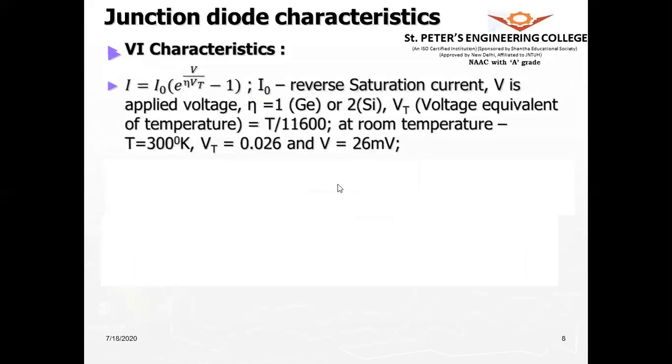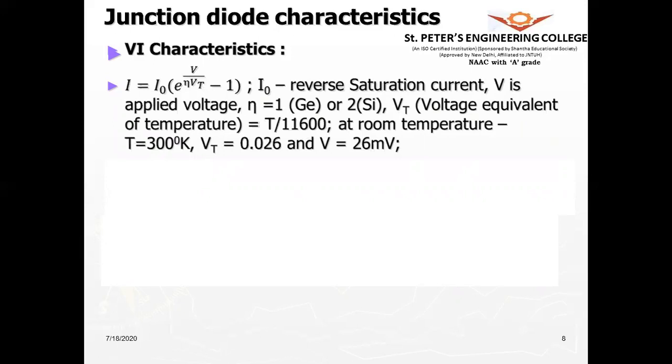The instantaneous current I is given by I naught, which is the reverse saturation current, into e to the power of V by eta times Vt, minus 1. Here, I naught is the reverse saturation current and V is the applied voltage. Eta depends upon the material. It is equal to 1 for germanium and 2 for silicon. And Vt is the voltage equivalent of the temperature, and it is given by T by 11,600.